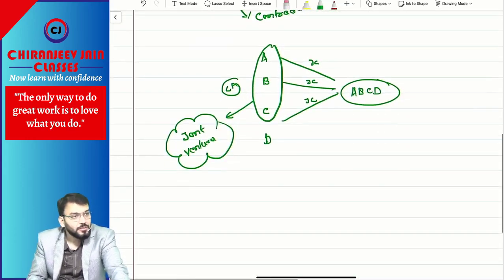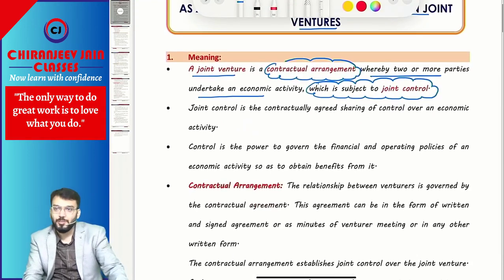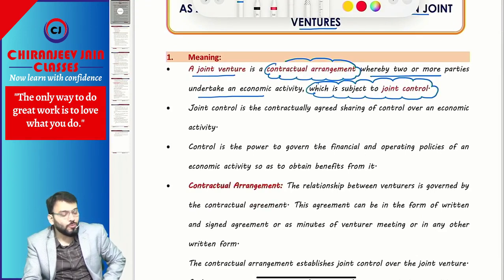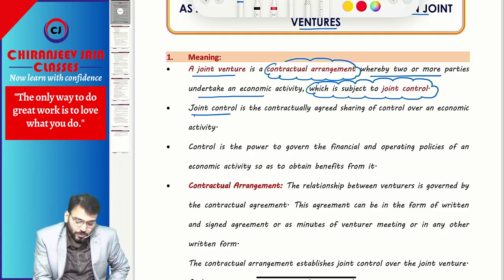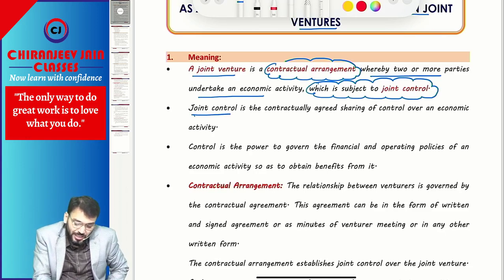Yes sir. So what we have understood till now, only the definition. So can you repeat with me? A joint venture is a contractual agreement among two or more than two parties to undertake an economic activity which is subject to joint control. So what is joint control? Joint control is a contractually agreed sharing of control.